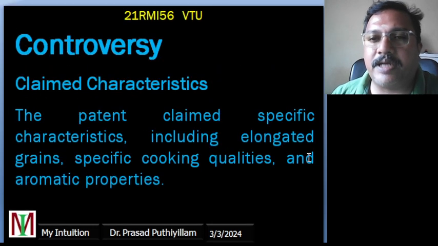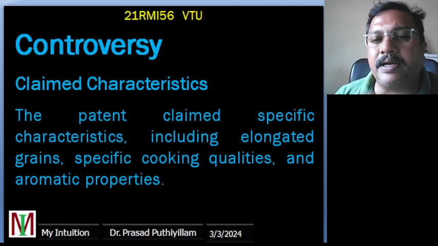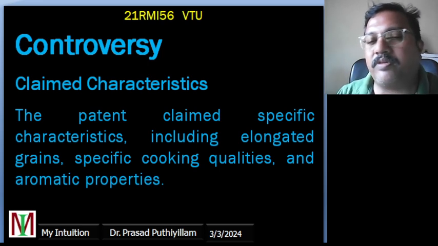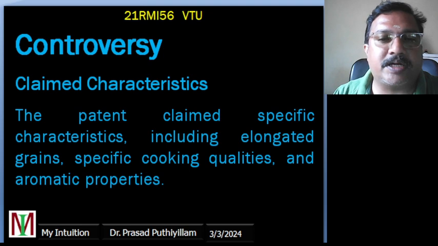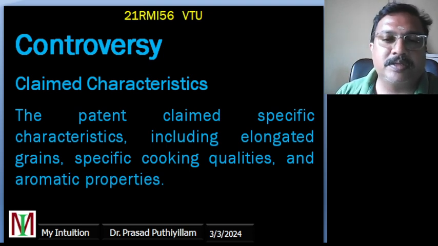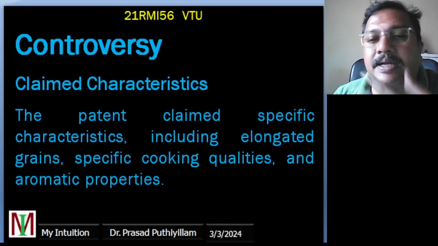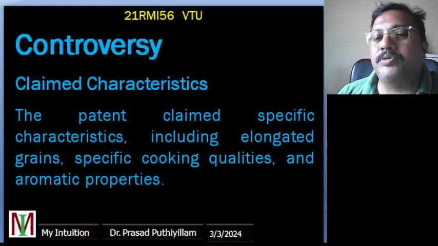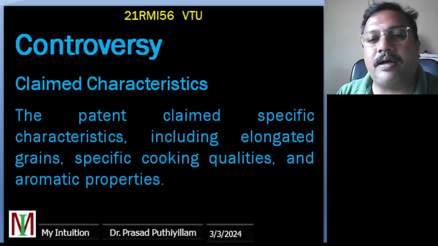Now the controversy happened when the patent claimed specific characteristics of the Basmati rice, including the elongated grains, the specific cooking qualities, and the aromatic properties. The critics argued that these characteristics were inherent to the traditional Basmati rice varieties cultivated in the Indian subcontinent for generations.